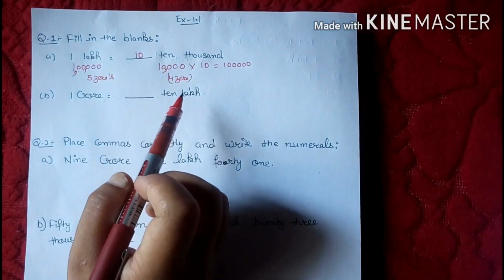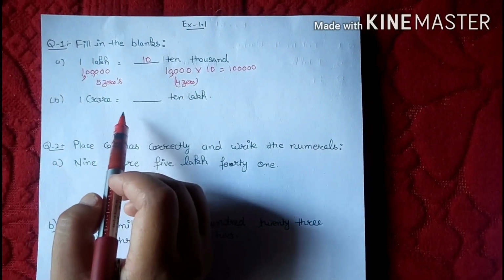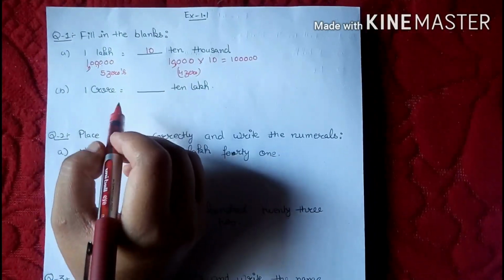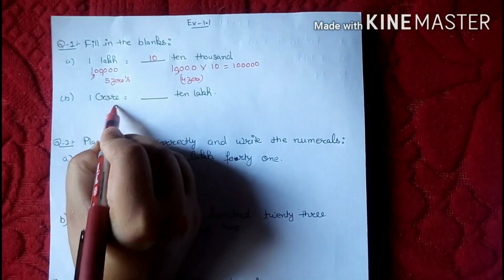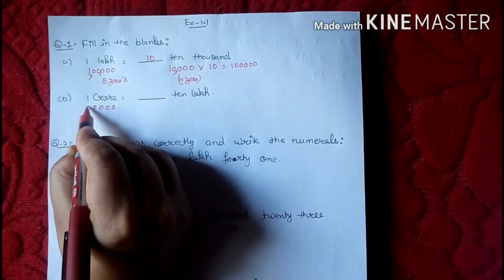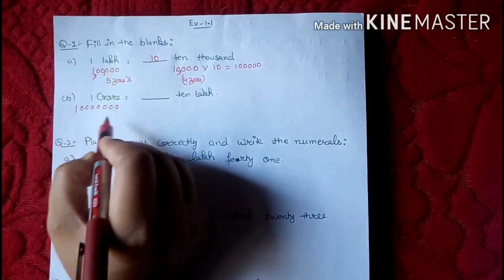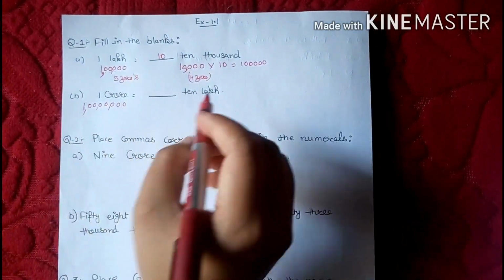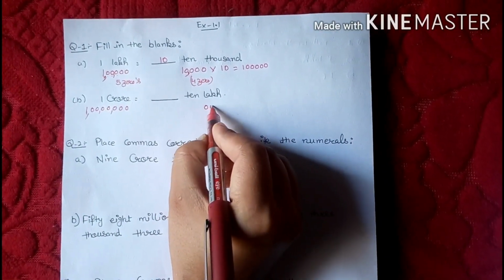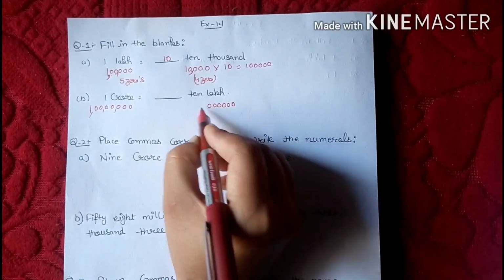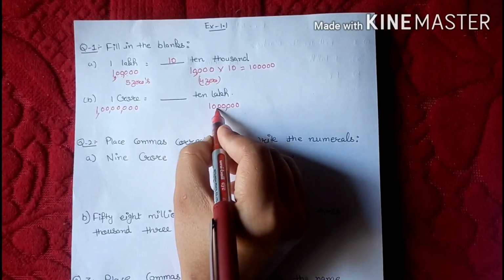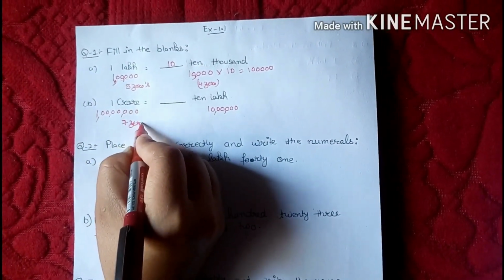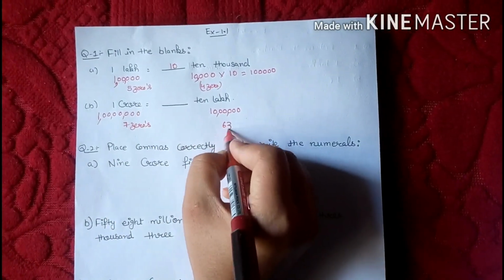10 lakh. It means in 1 crore, how many 10 lakhs are there? We know that in a crore we have 7 zeros: 1, 2, 3, 4, 5, 6, 7, then 1. And we can use it like this. See, it is 1 crore. And in 10 lakh we have 6 zeros. It is 10 lakh. We can see it like that also. Yes. So here we have 7 zeros, and in 10 lakh we have 6 zeros.